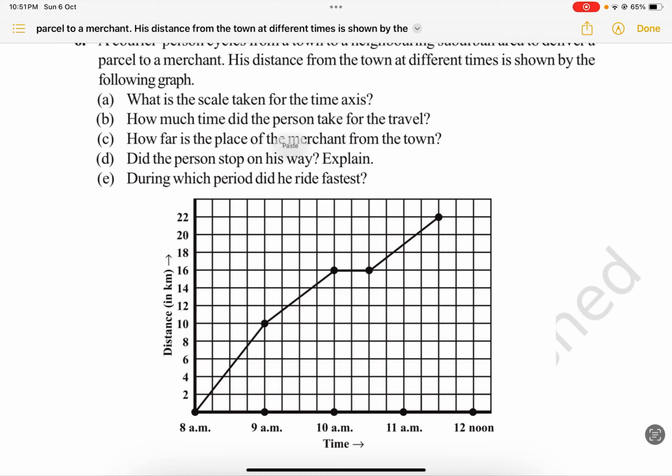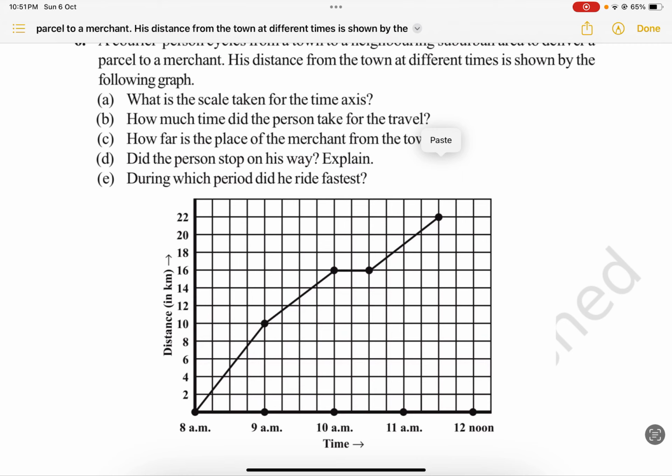So what is the question here? How much time did the person take for the travel totally? How far is the place of the merchant from the town? From the town, how much distance is it? It is totally 22 kilometers, correct?